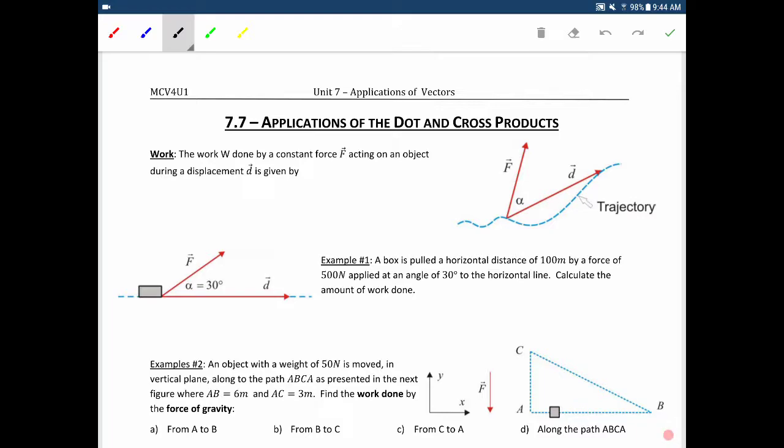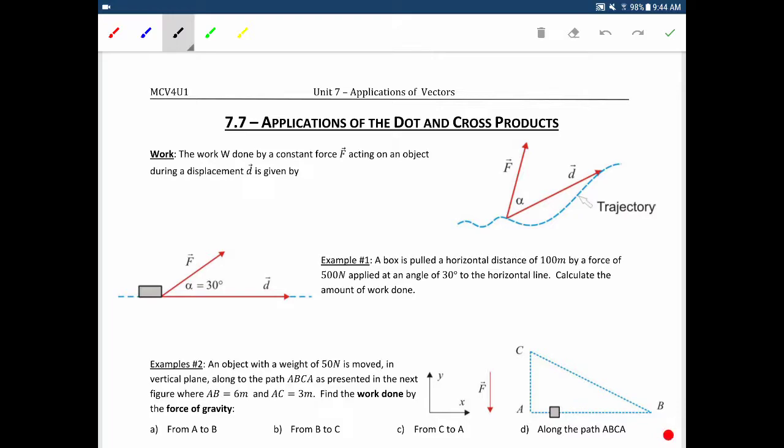Today we're looking at applications of the cross product and the dot product. There are several uses. You'll notice that almost all of these are physics-based, but there are very important uses of both of these concepts. The first one we're going to look at is work.